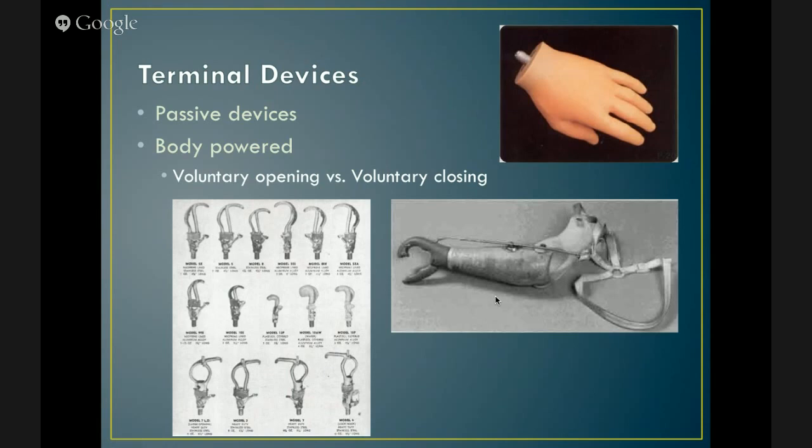Excuse me, a voluntary closing device where you have to put tension on the cable to close it, because then you always have to put tension on the cable if you're holding on to something. Also, if you look at this, if it's always in the open state, you can get caught on stuff. It's just a pain. There are body-powered hands, although the functionality is a little bit more limited. But some people like them because they're more cosmetic.